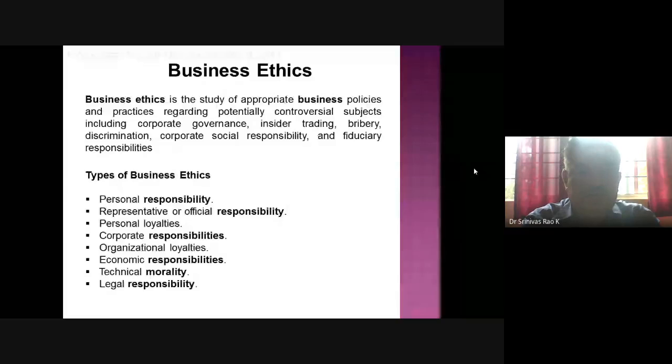So basically, what I want to say is business ethics. Business ethics is the study of appropriate business policies and practices regarding potentially controversial subjects, including corporate governance, insider trading, bribery, discrimination, corporate social responsibility, and fiduciary responsibilities. So basically, it's a study which has appropriate business policies. There are certain policies which companies need to follow. If they are following them, then they are actually achieving business ethics.